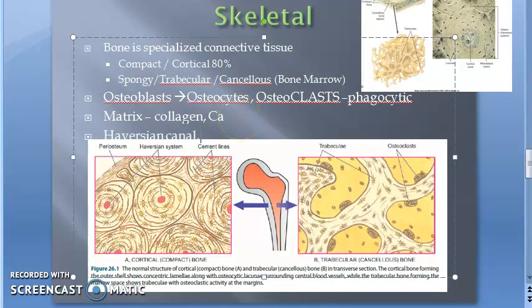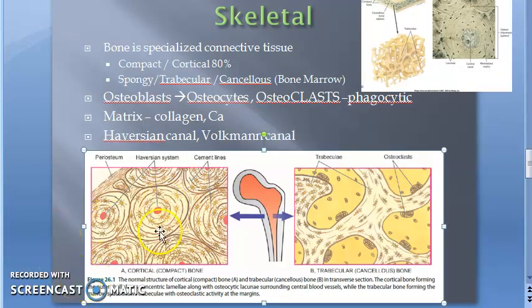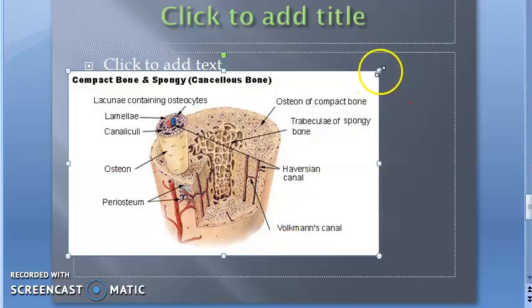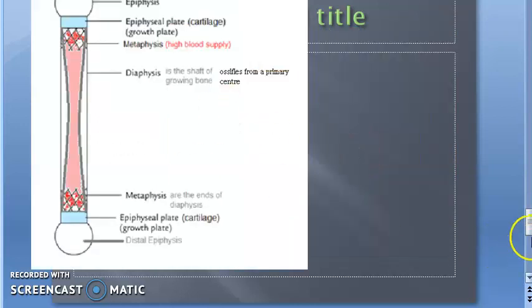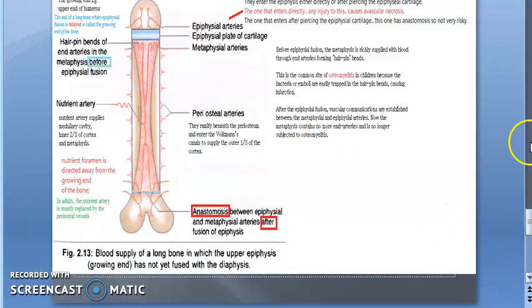Haversian canal, Volkmann canal, etc. Okay. So haversian will be like, let's say, long. Volkmann will be transverse. Okay. It will be perpendicular to that. Look at this. You can see the haversian canals here and Volkmann's canal joining it perpendicularly. Okay. Now one more diagram available here.